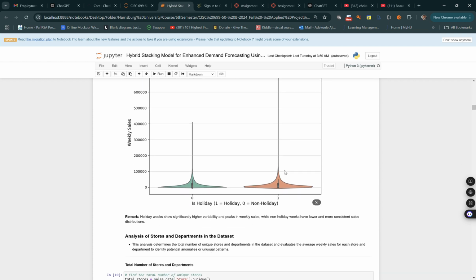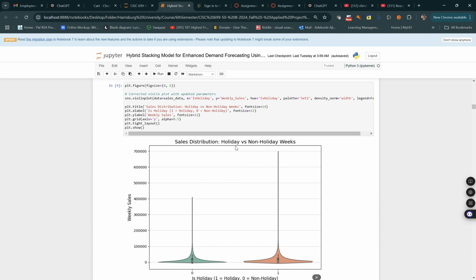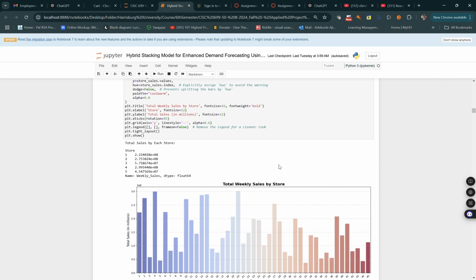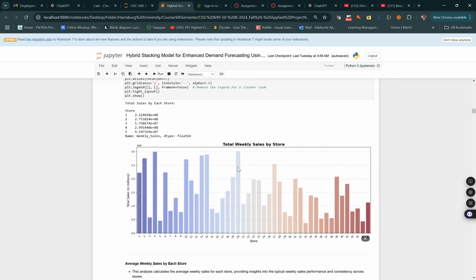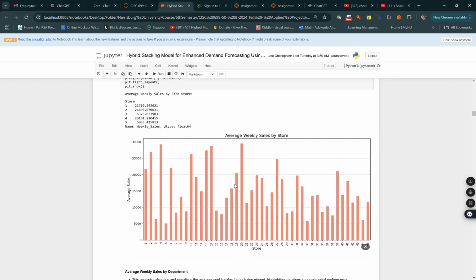We discovered that there are more sales during the holiday weeks than the general weeks, that's the sales distribution of holiday versus non-holiday weeks. There are 45 stores. So we looked at the total weekly sales by store, and we discovered that store 4 and store 20 most especially have the highest sales. Average weekly sales by store, same thing here.